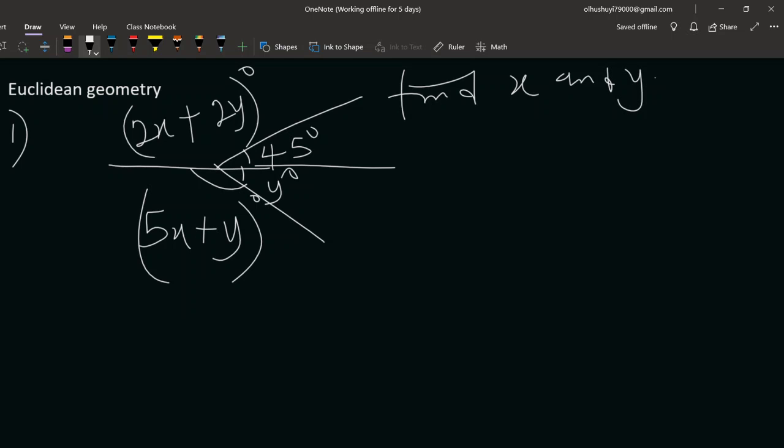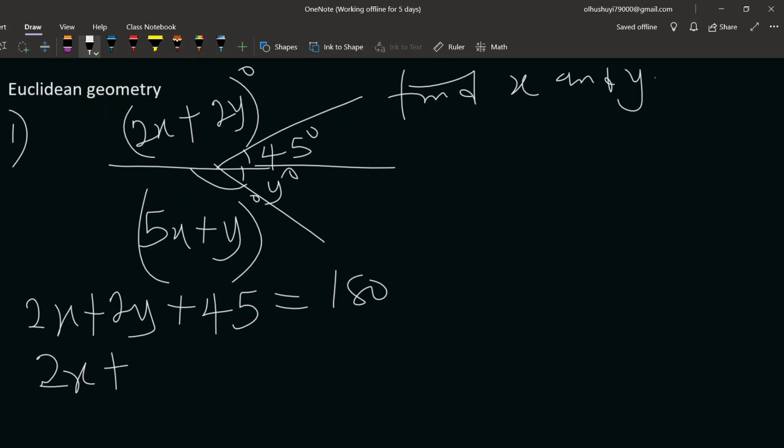and y. Now, based on what we know, this is how we're going to solve this question. We know already, from our knowledge of angles on a straight line, that 2x plus 2y plus 45 is equal to what? 180, and that implies 2x plus 2y. Subtract 45 from 180. What do you have? You have 135, equals 135 as equation 1.